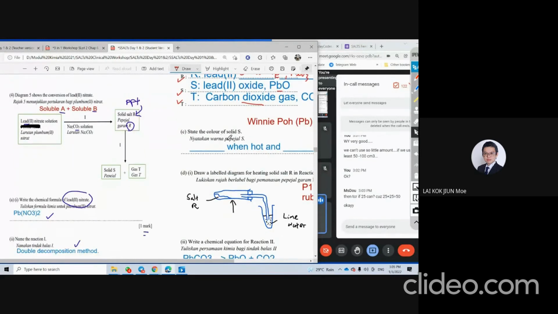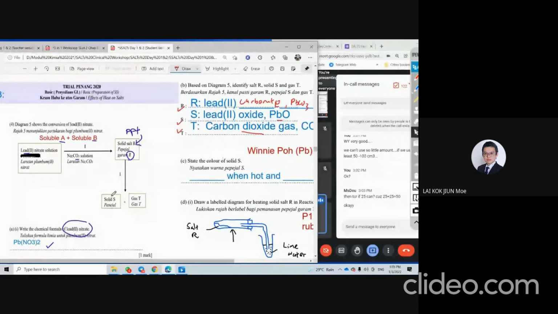State the color change. What happened to the solid S? Very popular: when we have something with Pb, they will ask the color. What happened to the PbCO3 when you heat it? It will change what color? We discussed that already. It will change to brown, very good, Alvin. Brown when hot and yellow when cold.